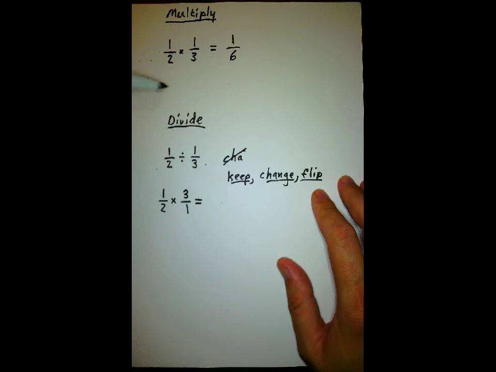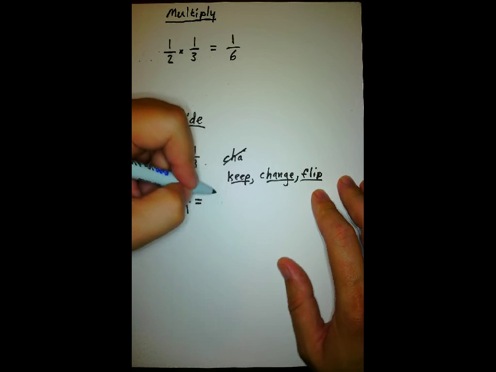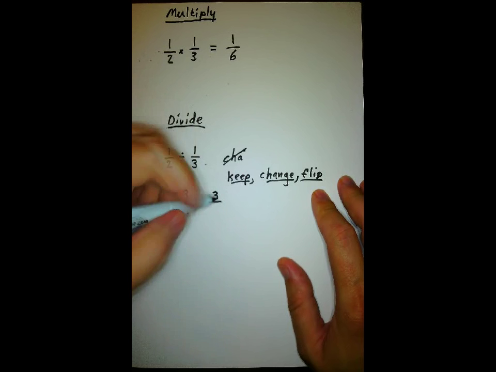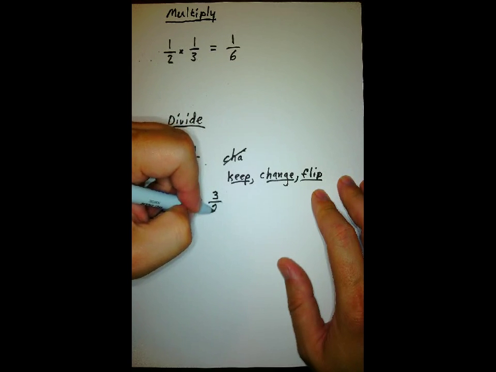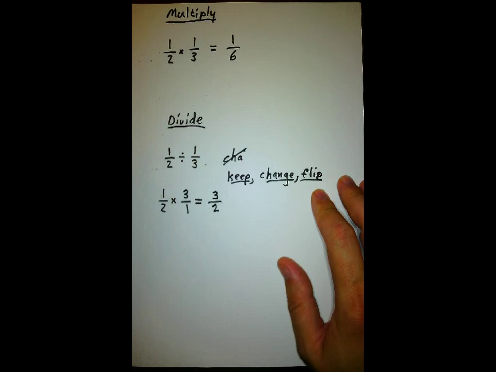Alright, now what we've done is we converted our division problem into a multiplication problem. Well, from up here we already know how to multiply fractions, right? We just go 1 times 3 is 3, and 2 times 1 is 2. So the answer is 3 over 2.